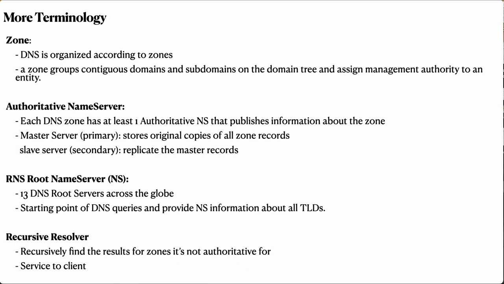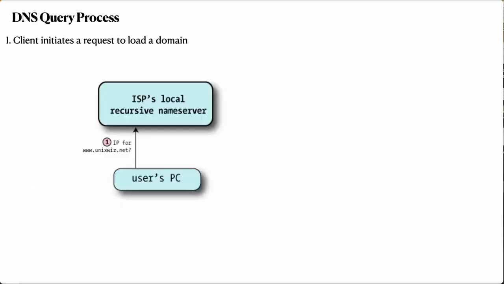And we also have the root name server. So across the globe, we have 13 DNS root servers. They are the starting point of DNS queries and provide the name servers for all top-level domains. And we also have the recursive resolver. So it recursively tries to find the result for the zones that it is not authoritative for. Its main purpose is to act as a service to the client. So it will talk to the client.